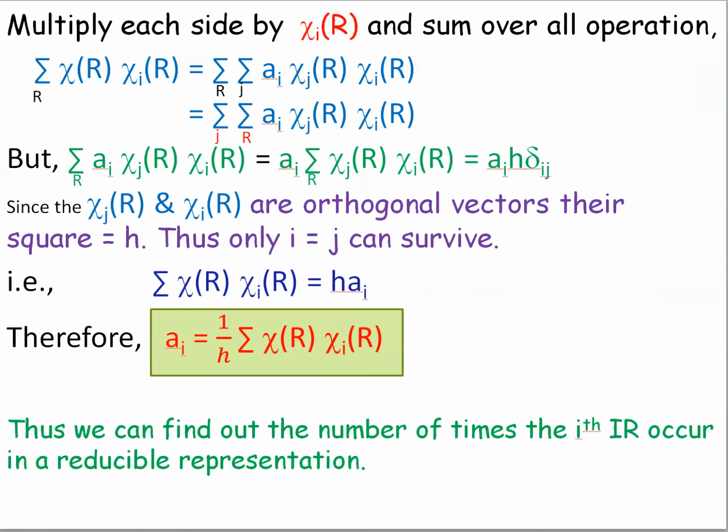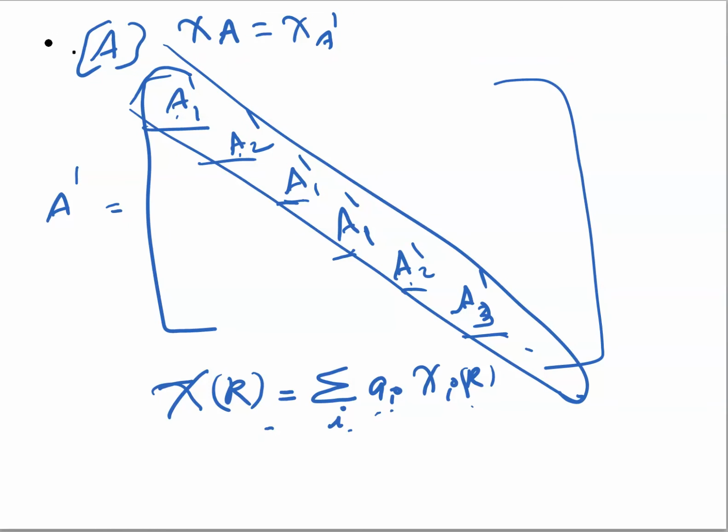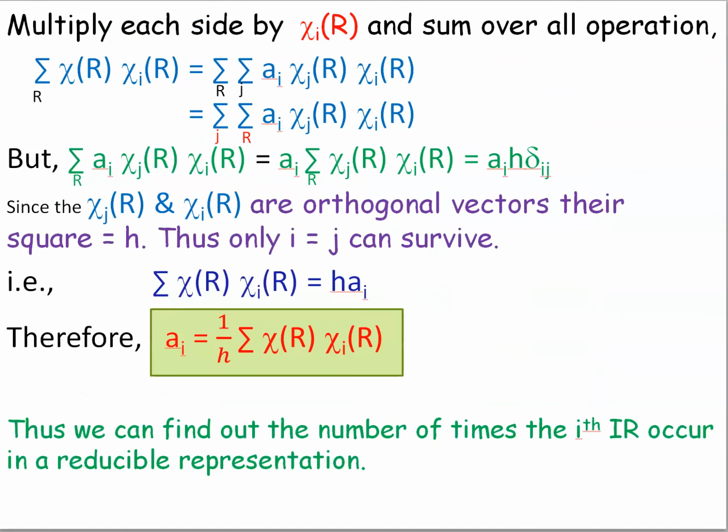And now we are doing some mathematics here. Multiply both sides by chi_i R. That is, in this equation, we are multiplying both sides by chi_i R, and summing over all the operations, that is sigma R. So we get sigma R chi_i R chi R. Chi_i R is an irreducible representation. Chi R is the reducible representation. Here also we multiply with chi_i R and sum over all the operations. So we get like this.